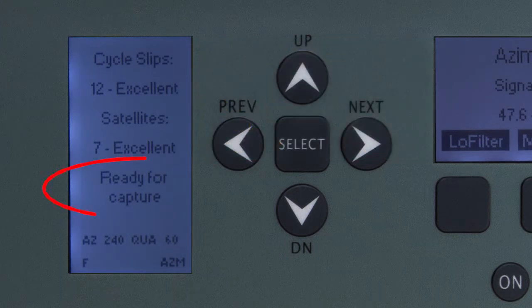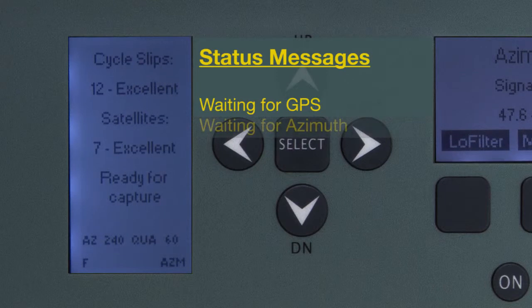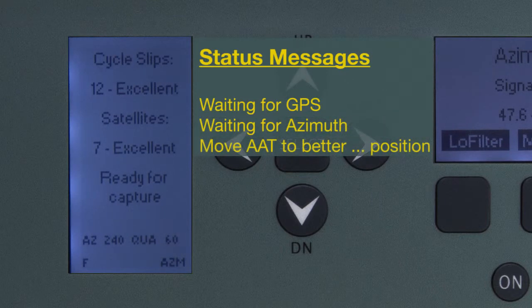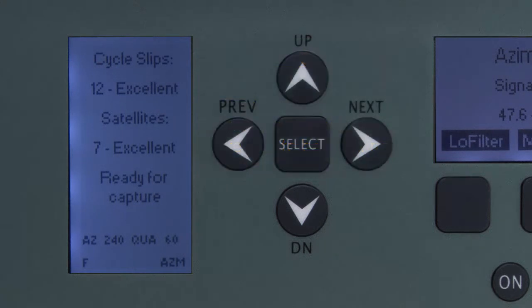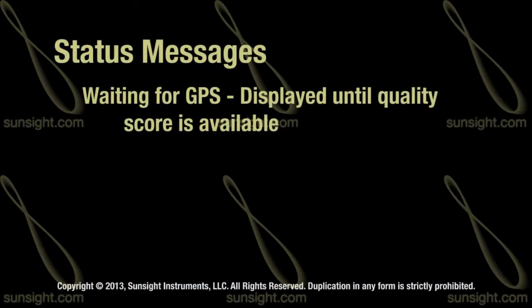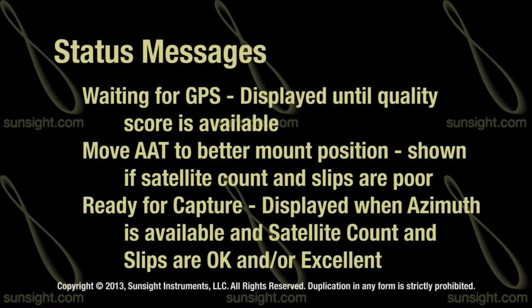Right below satellite count, a message is displayed indicating the current state of the tool. You can see things like waiting for GPS, waiting for azimuth, move AAT to better mount position, and ready for capture. Waiting for GPS is displayed until the quality score is available. Move AAT to better mount position is displayed when satellite count and slips are poor. Ready for capture is displayed when azimuth is available, and satellite count and slips are both showing an OK and/or excellent rating.